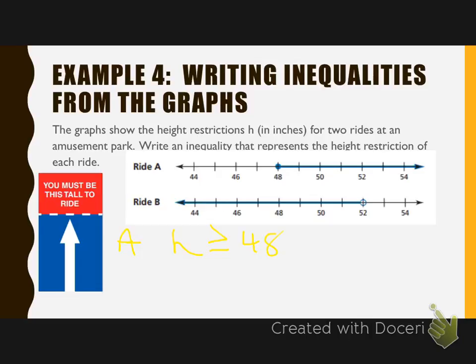Now if you're looking at ride B there, ride B height, let's see, it's at 52. Okay, so does the height have to be less than or greater than 52? Well, it's got to be less than 52. Could it be equal? No, because it's an open circle. So with an open circle, we have that ride B, the H has to be less than 52.